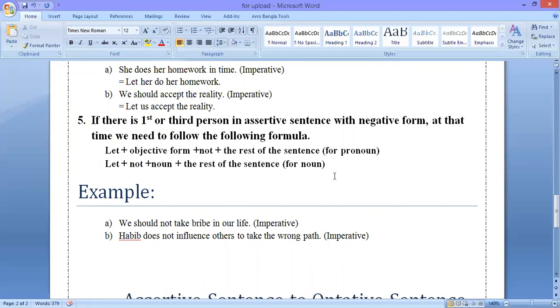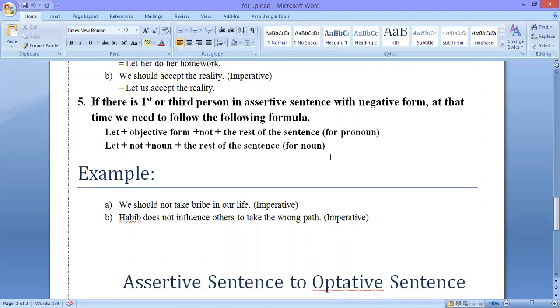If we go to rule number 5, we can see that if there is first person or third person in an assertive sentence, and if it is in the negative form, at that time we shall have to use two formulas. One formula is for using pronoun, another formula is for using noun. At first, I'll show you how we can use it in an imperative sentence for pronoun, and how we can use it if there is noun in the assertive sentence. So let's try this.